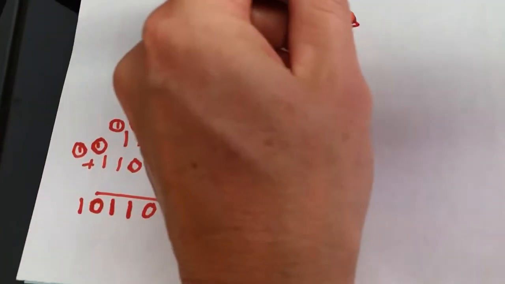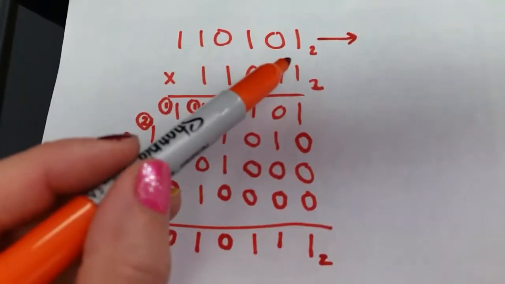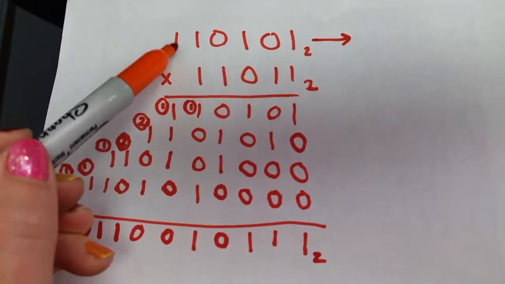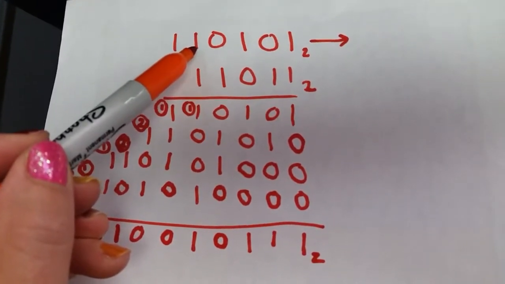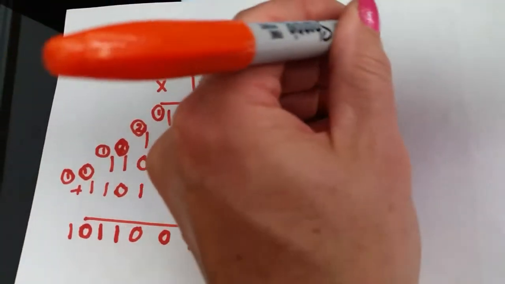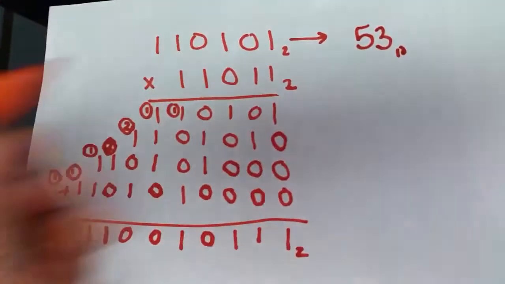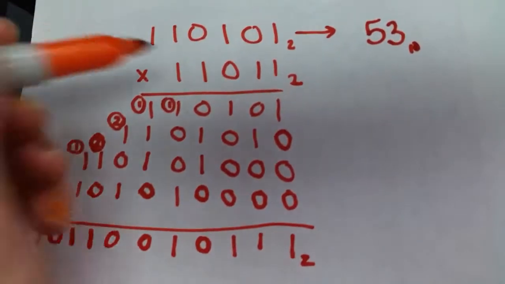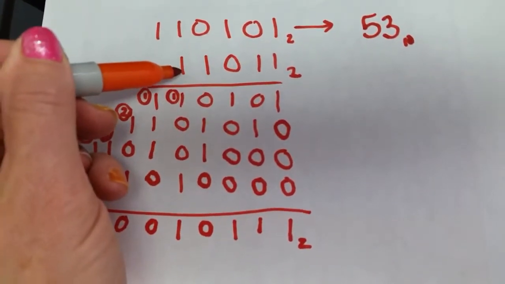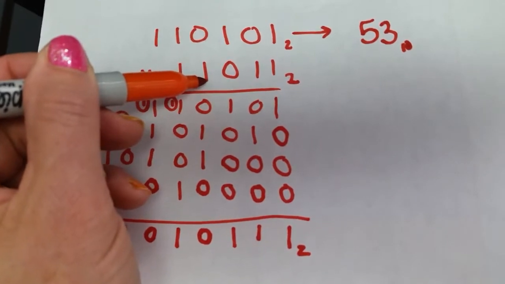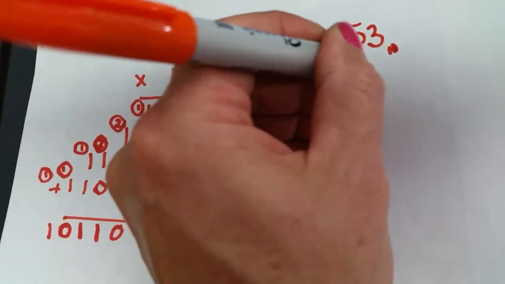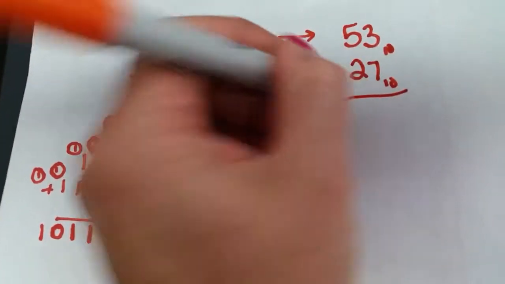So up here we've got 1s, 2s, 4s, 8s, 16s, 32. So that's a group of 32 plus a group of 16, which is 48, plus a group of 4, which is 52, plus one more, which is 53. Base 10. Okay. The number we multiplied by would be 1s, 2s, 4s, 8s, 16. So that's a group of 16 plus a group of 8, which is 24, plus a group of 2, 25, 26, plus one more, 27. There we go. Okay, so there's our problem.